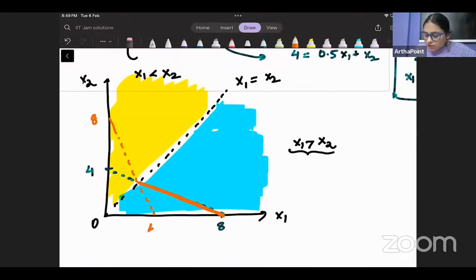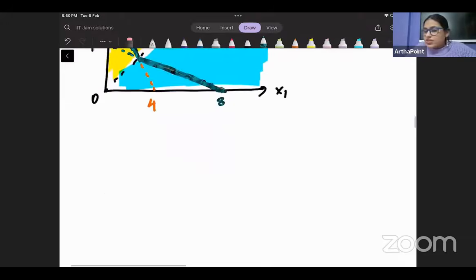Similarly, when you draw this IC, na, you will get this IC as this. Here 8 will come, here 4. Right? And you will consider this IC only in this region where x1 is less than x2. So ultimately, the indifference curve that you will get will look something like this. Beta, now, what is the question?